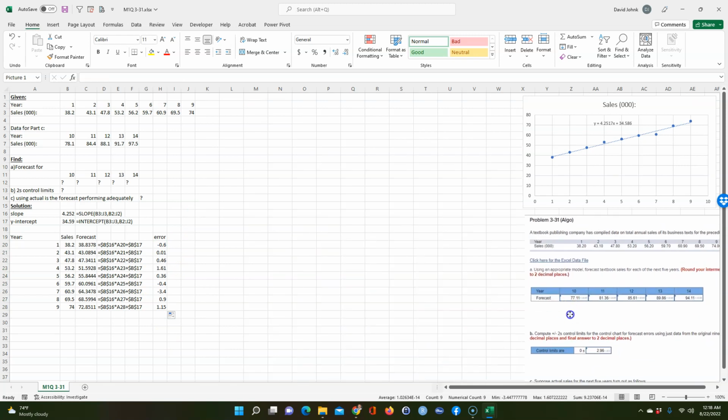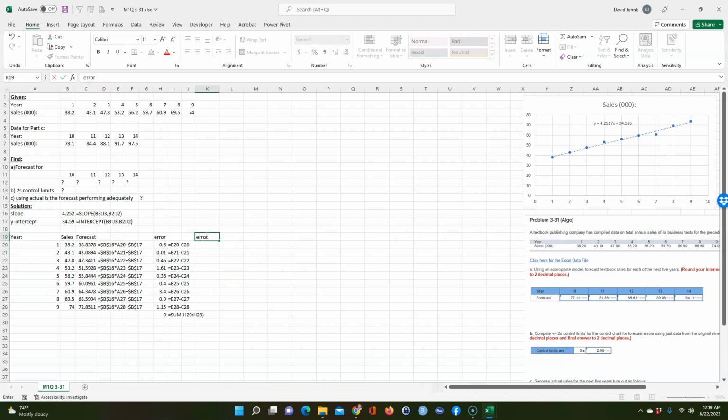I'm going to move this aside for now. So let me put the formula there. It's just the actual minus the forecast. Now if I sum these, they sum up to 0, right? Because some are positive and some are negative. That's the way that model works. So we have to do the error squared, which is equal to that caret 2 to square it. Okay, so that's the error squared.